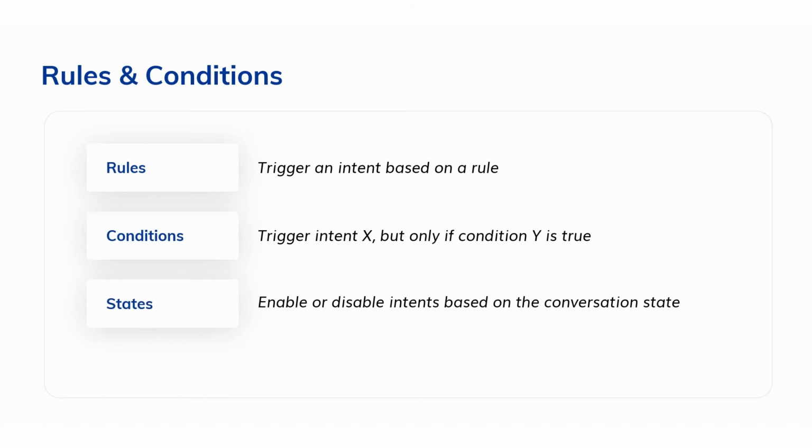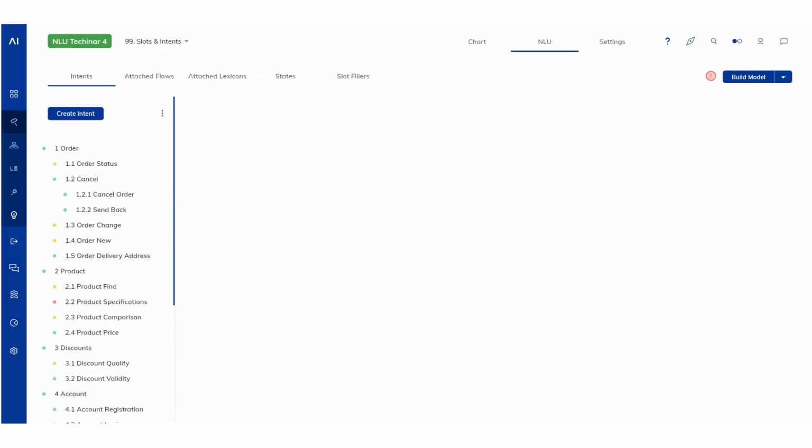And then thirdly, I want to talk briefly about states. This allows you to enable or disable intents based on what we call the conversation state. And this is a concept that's fully integrated in Cognigy, and it allows you to white or blacklist certain intents. Let's switch over to the editor so we can have a look for ourselves.